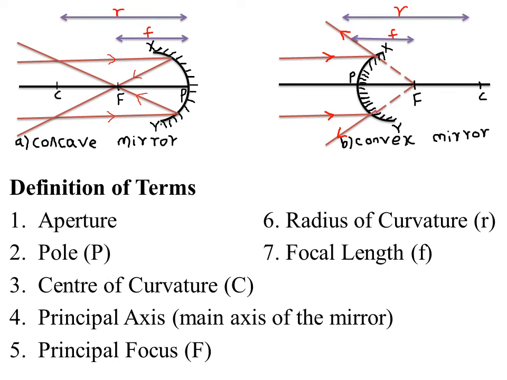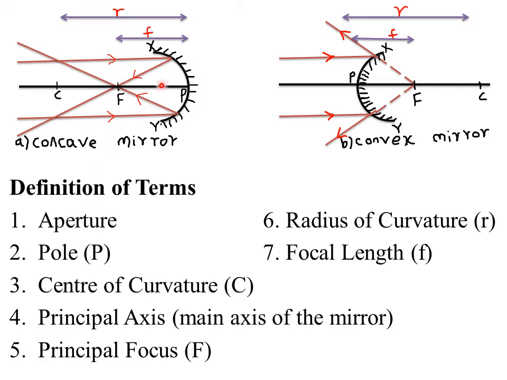Then two, we look at some definitions. We look at the definition of terms. These diagrams will help us know which term represents what. Let's start with the first definition, which is the aperture. What do we mean by the word aperture? An aperture of the mirror is simply the width of the mirror.